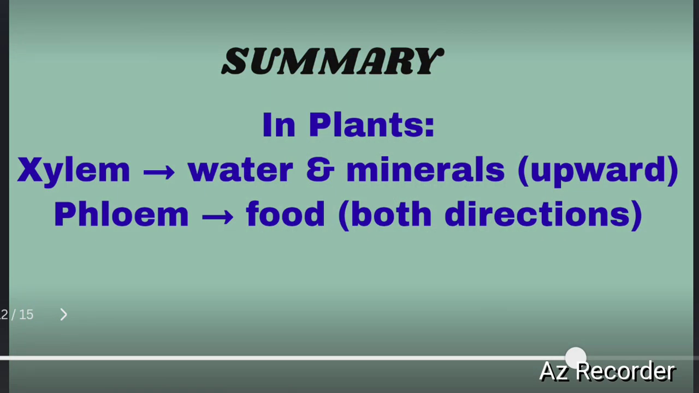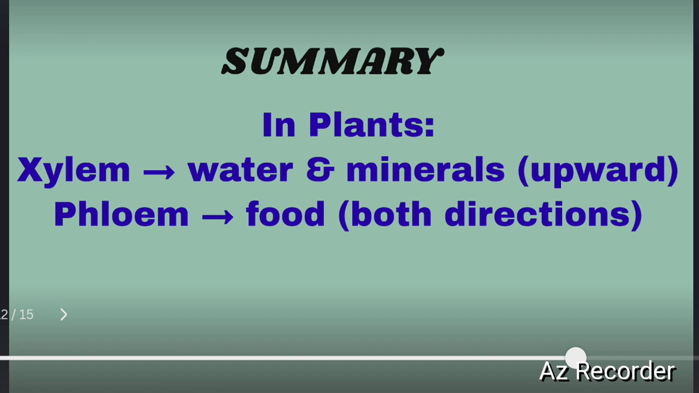Plants have a very simple type of transportation system, with only 2 types of tissues: xylem and phloem. Xylem carries water and minerals only in the upward direction, one direction, whereas phloem transports food in both directions.